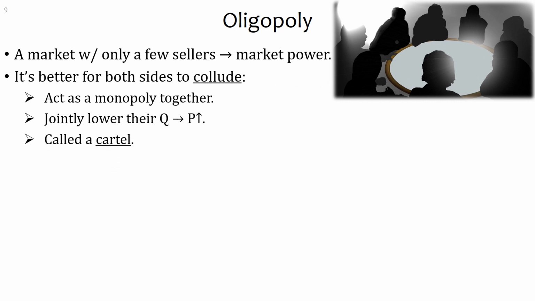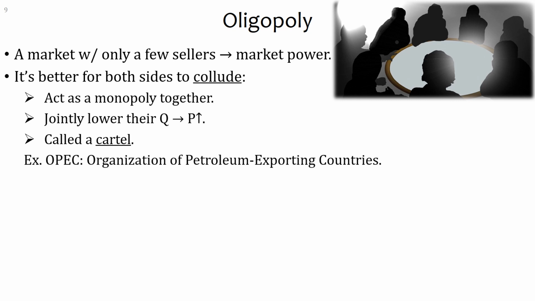All right, and this is called a cartel. So a cartel is when a small group of producers agrees to act as a monopolist. The best example of a cartel is OPEC. You might have heard of that. It's the Organization of Petroleum Exporting Countries. They had a lot of power in setting the price of oil in the 70s by reducing their production.